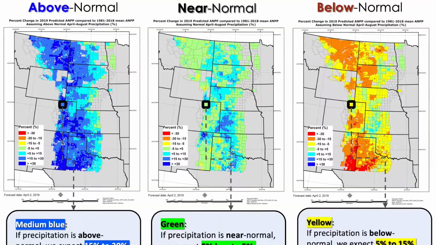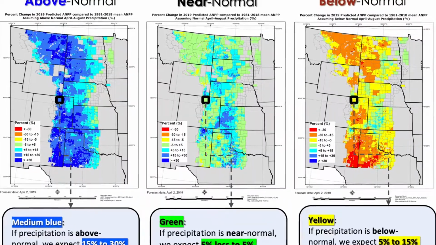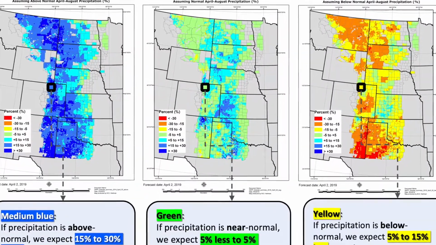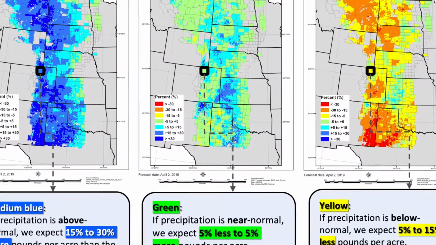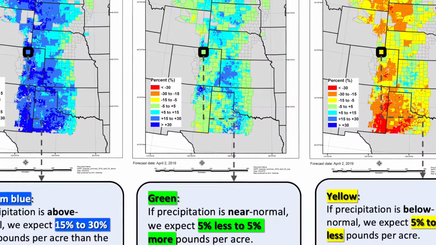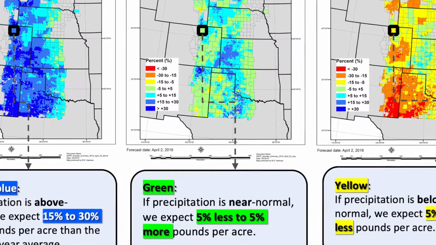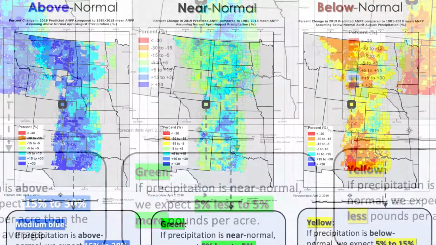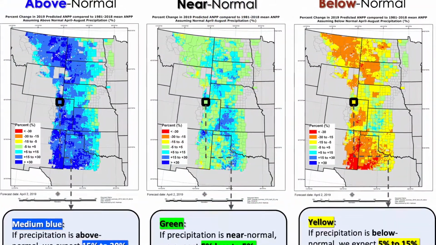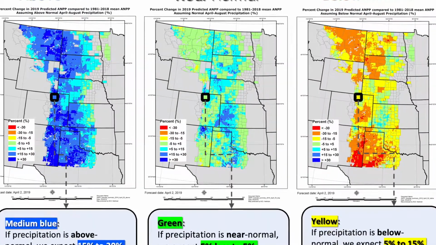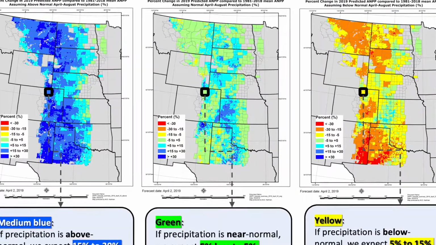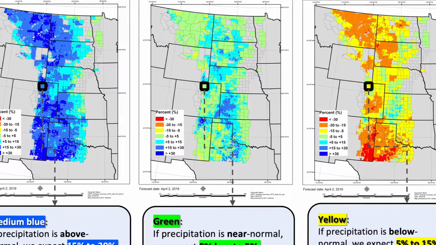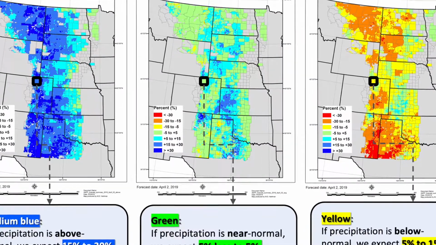average. But remember that the second most likely scenario is that precipitation will be near normal. If this happens, then there should be 5% less to 5% more forage in the area, or close to average pounds per acre. So, for the northeast Colorado area, the GrassCast maps produced on April 2nd of 2019 suggested it could be a promising growing season.